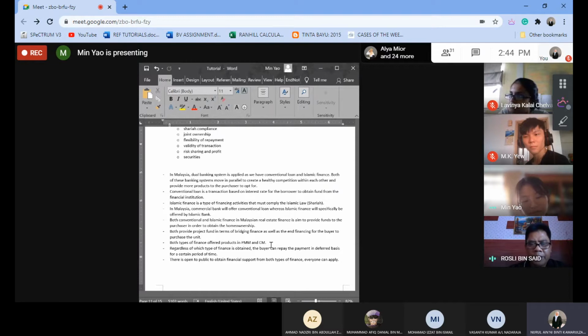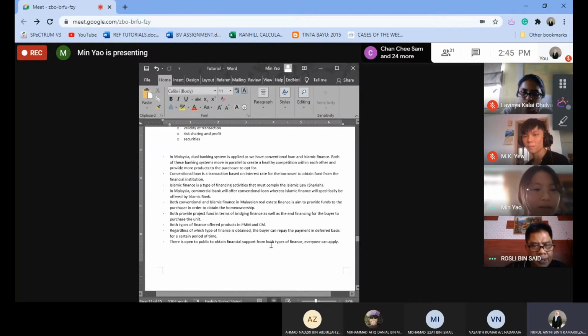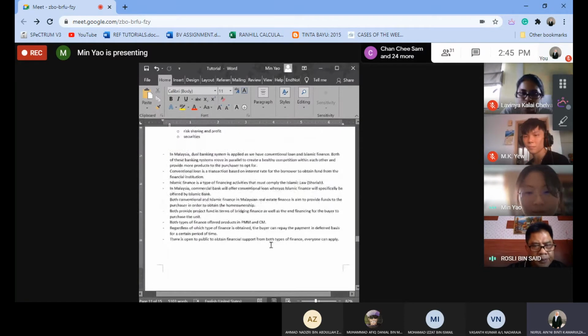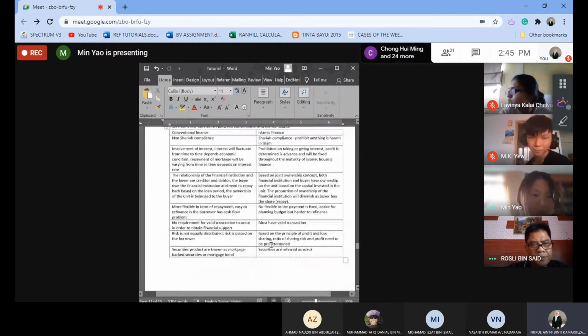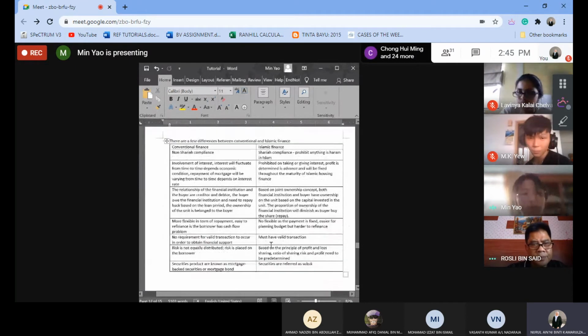So what do you mean by the capital market? The securities, Sukuk and mortgage-backed securities and mortgage bond. Okay. You have to make it clear there. Okay. And then the differences. So I made a table to show the difference.